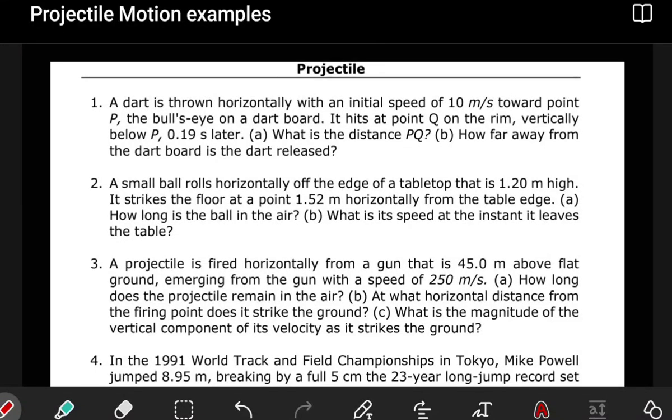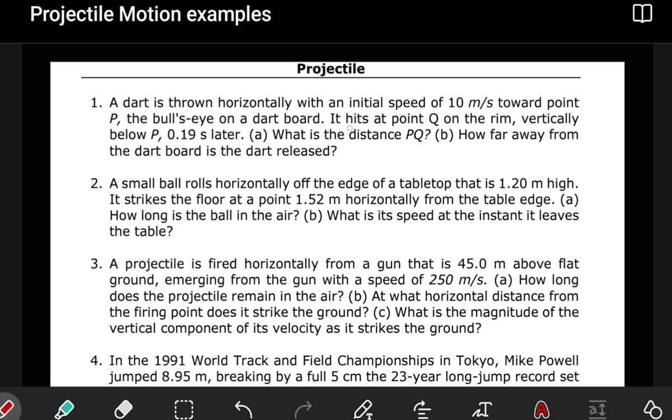Hi guys, in this tutorial we're going to look at some more examples on projectile motion. So look at the first question here. The question says that we have a dart that is thrown horizontally with an initial speed of 10 meters per second towards a point P, the bullseye on the dartboard.